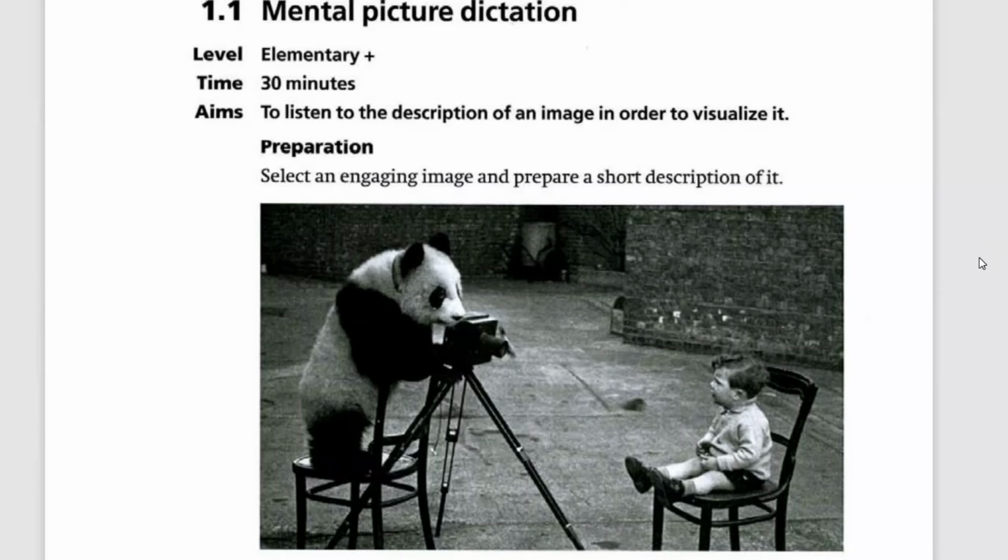Let's take a look at one of those lessons. So you may recognize this image straight away. It's the image from the cover of the book with the panda and the small boy, and the panda's taking that picture. So I thought this would be a good lesson to look at, and it's actually the first lesson in the book.